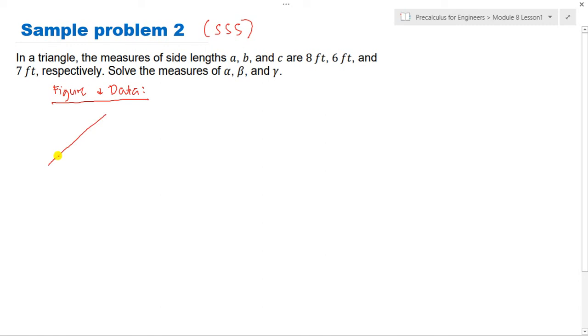So ato i-draw. So ano siya? A is the smallest or si B? So B ang smallest. So this is B. B is 6 feet. Si C ang pinaka longest. So C is equals to 7 feet. A is si A din ang pinaka longest.